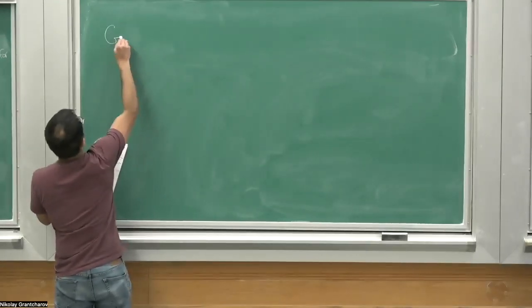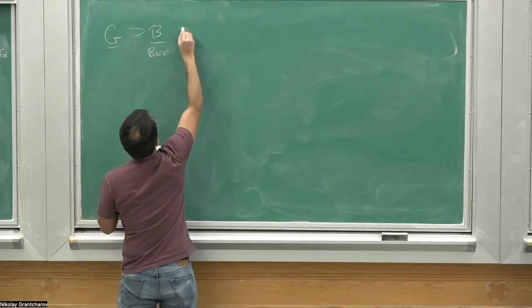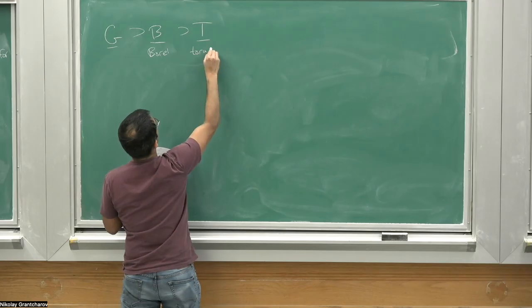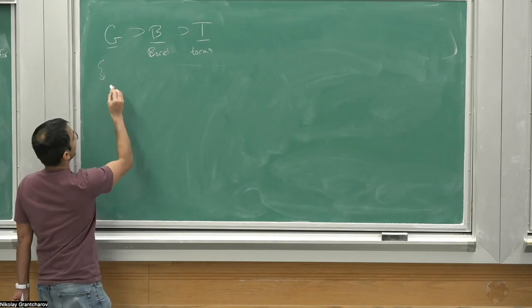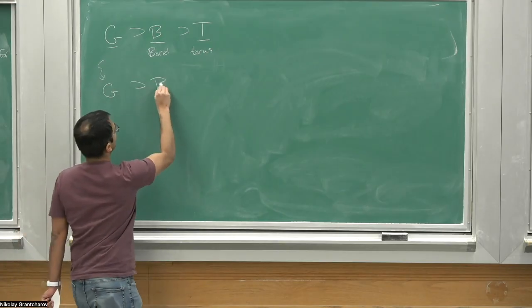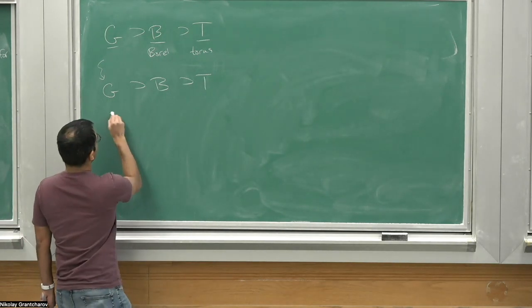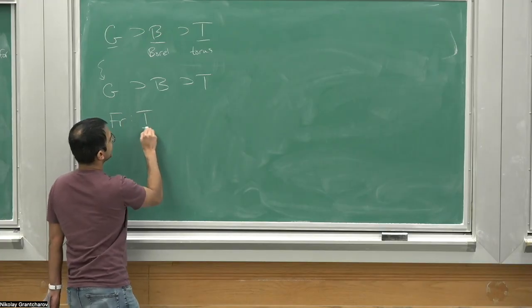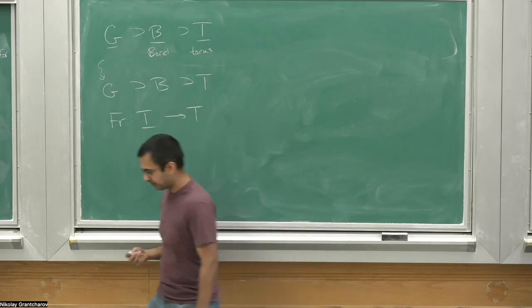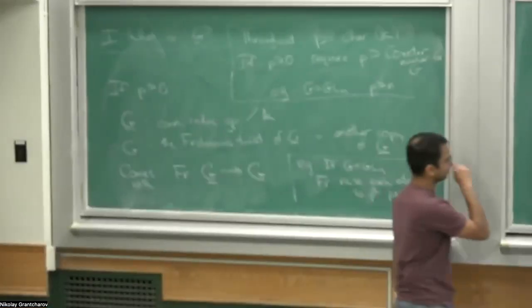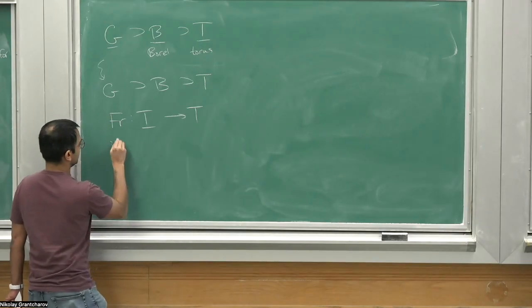So for G underline, I can choose a Borel subgroup and a maximal torus. Those are going to be called B underline and T underline, and I can also form their Frobenius twisted versions, which have no underlines. And when you look at the Frobenius map from T underline to T, this is a map from a torus to itself, which is raising each element to the pth power. Well, what does it do on character lattices?